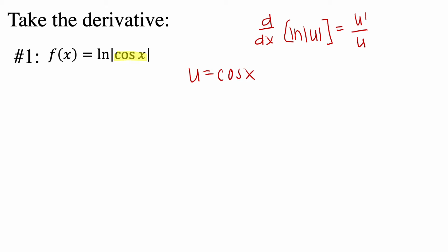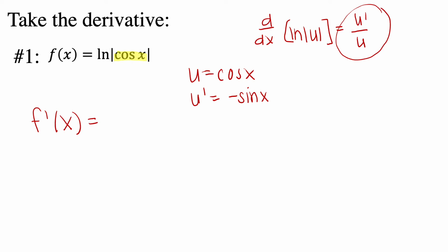I'm going to take the derivative, so u prime, and remember my trig derivatives are on my formula sheet, so the derivative of cosine is negative sine of x. And I'm going to fill into my u prime over u definition. So my derivative f prime of x is going to be equal to negative sine of x over cosine of x. And luckily I know my identities, and I can rewrite this f prime of x as negative tangent of x.